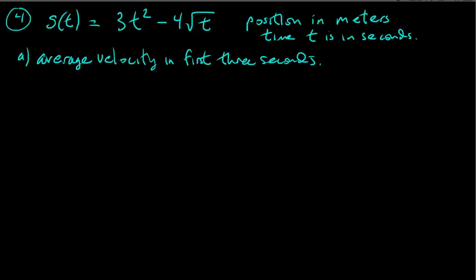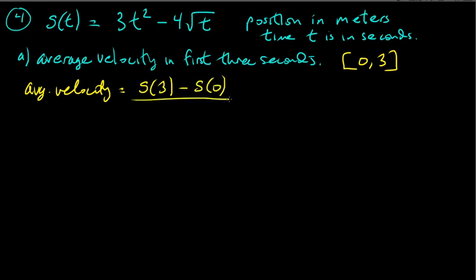Okay, so number 4. Suppose we have the position function, 3t squared minus 4 squared of t. Position is in meters, time is in seconds. So question A, find the average velocity in the first 3 seconds. Yeah, so not a calculus question at all, right? The average velocity is rise over run. And the first 3 seconds, right? So we're going from t equals 0 to t equals 3. Be careful you don't go from 1 to 3, because that's only 2 seconds, right? So we're just going to subtract s of 3 minus s of 0, all divided by 3 minus 0.